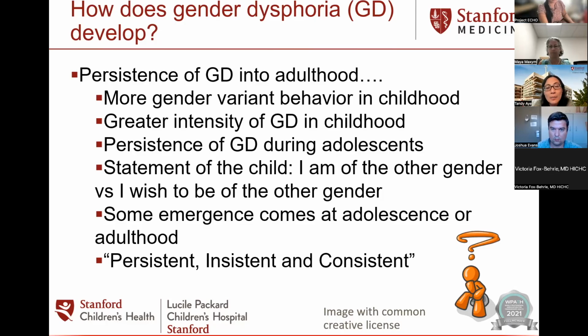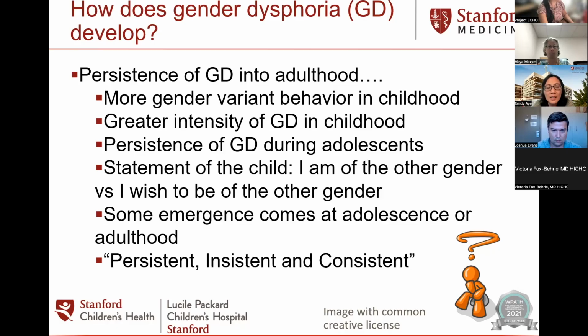And some of the children will correct and say, I am of the other gender. It's not I wish to be, I am. And perhaps you're the one who has a confusion. This usually happens in our kindergartners who really go around saying, but I am a boy. I'm not sure what you're talking about.